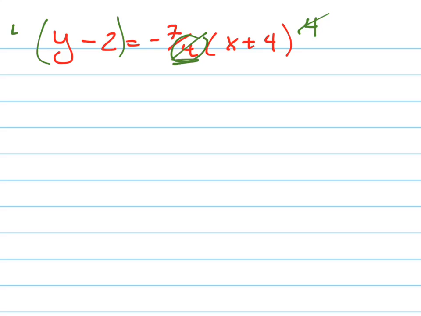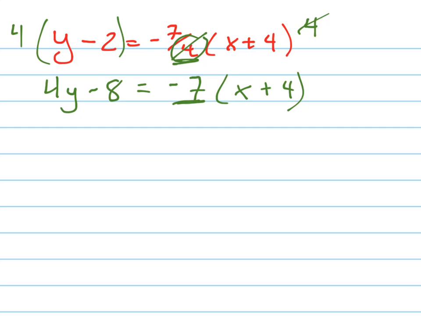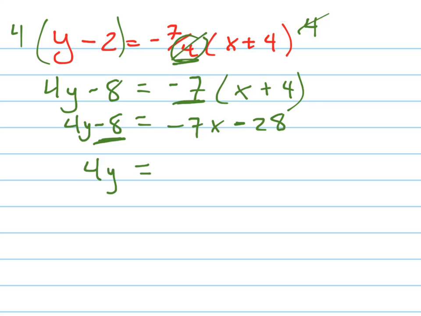If I multiply by 4 on this side, I'm going to get 4y minus 8 equals, now I've got a negative 7 here, and I've still got an x plus 4 on the inside. Now I distribute the negative 7 in. I get negative 7x minus 28, and on the left I have 4y minus 8. Now I add 8 to both sides. Remember, the 4y stays there.